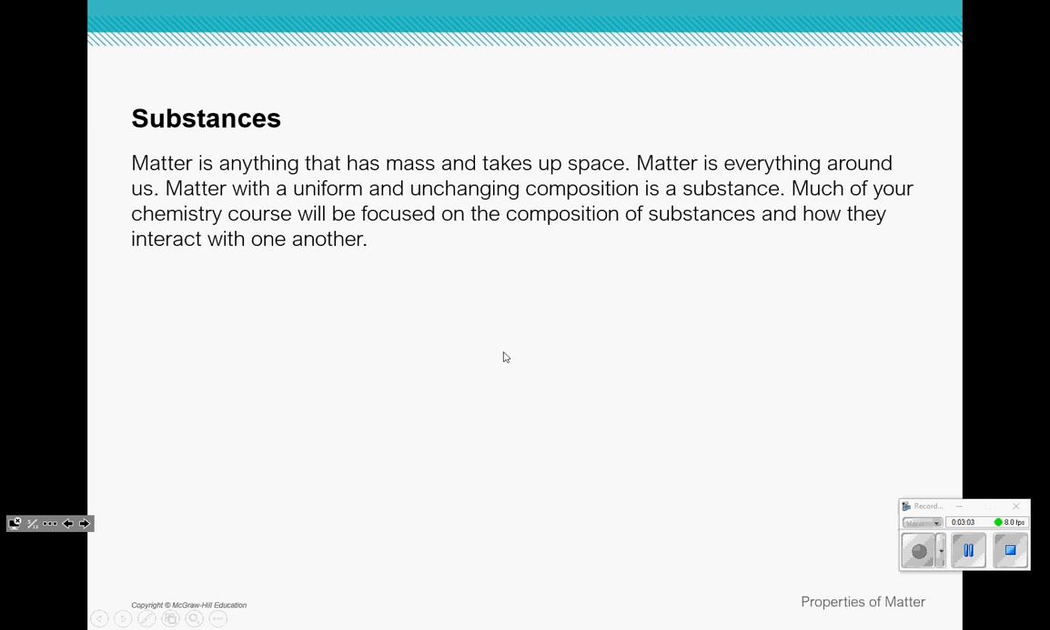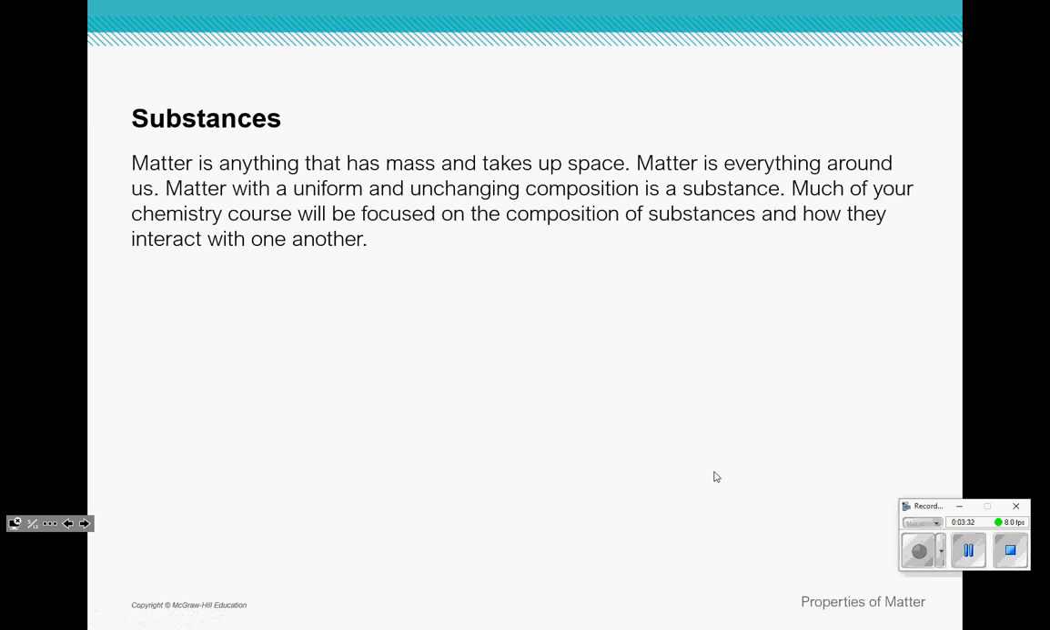What I need you to do is write down what a substance is. Matter is anything that has mass and takes up space. So write that down. Matter is everything around us, and matter with a uniform and unchanging composition is a substance. So the main thing right here, a substance is matter with a uniform and unchanging composition.